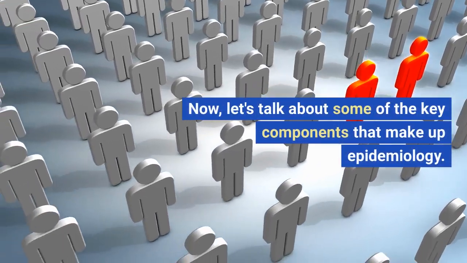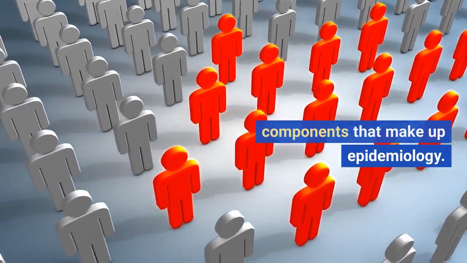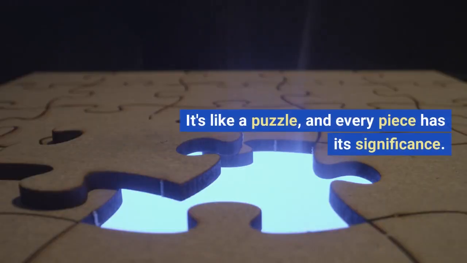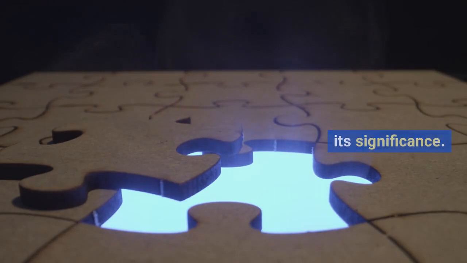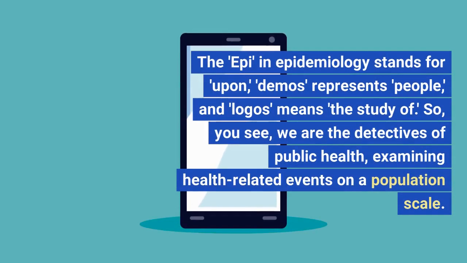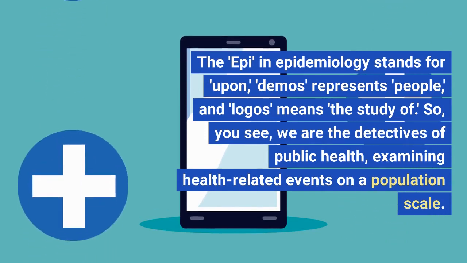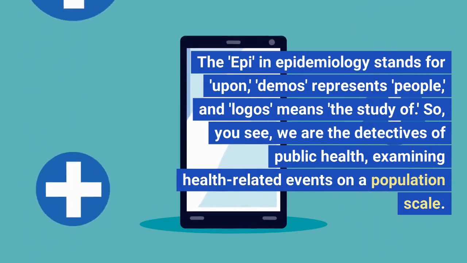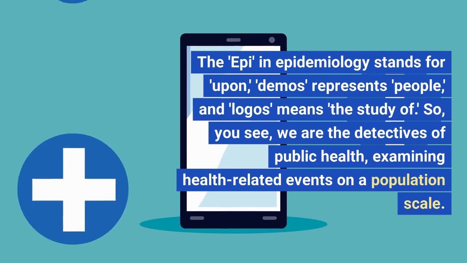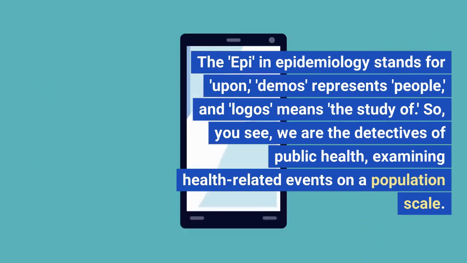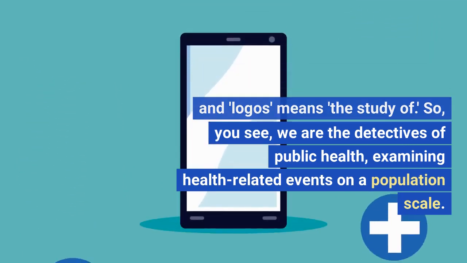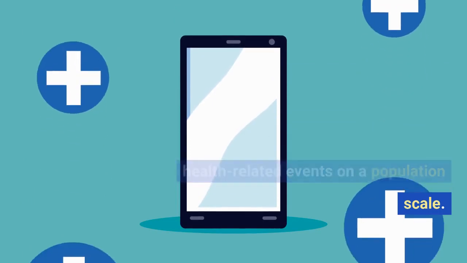Now, let's talk about some of the key components that make up epidemiology. It's like a puzzle, and every piece has its significance. The "epi" in epidemiology stands for "upon." "Demos" represents people, and "logos" means "the study of." So, you see, we are the detectives of public health, examining health-related events on a population scale.